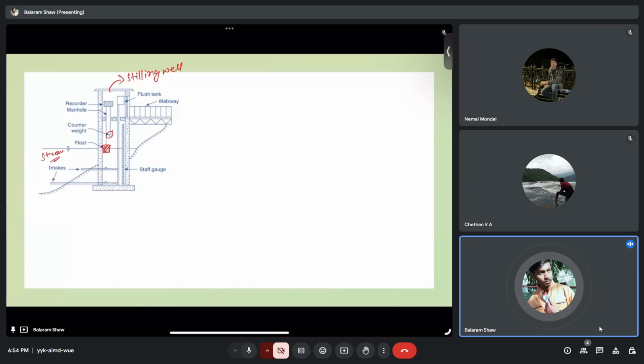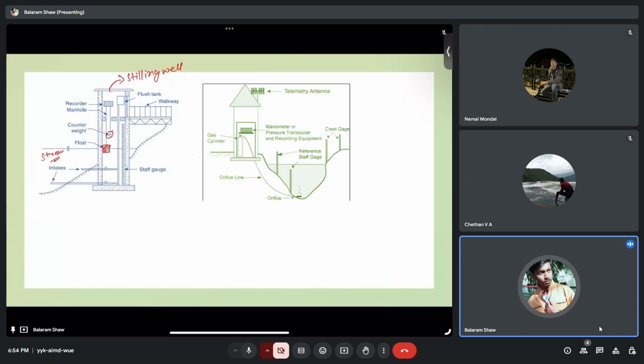Next we have the bubble gauge. So here you can see in this again, the main thing is we need the stilling well. This setup is very important, and hence it becomes very expensive. So there comes the bubble gauge. In this, what happens? In the bubble gauge, you see there is typically one compressed gas.